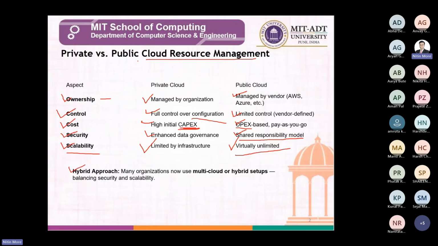So in cloud resource management, if we talk about who will win, private or public, we will suggest going with the hybrid approach. Many organizations in banking, where security is important, and many startups, right, are all using this hybrid approach. So many organizations now use multi-cloud or hybrid setups for balancing between security and scalability, right? So these two points will get managed more efficiently this way.